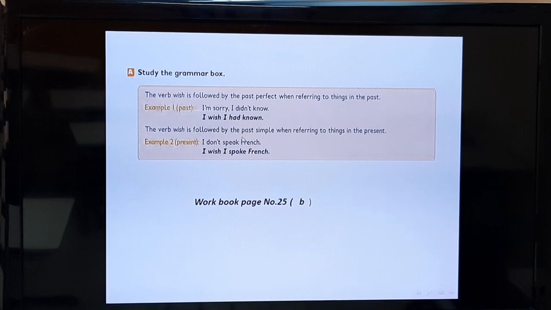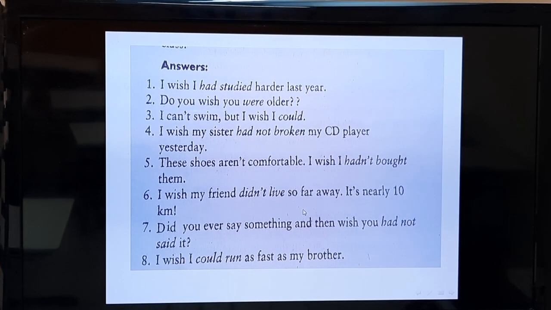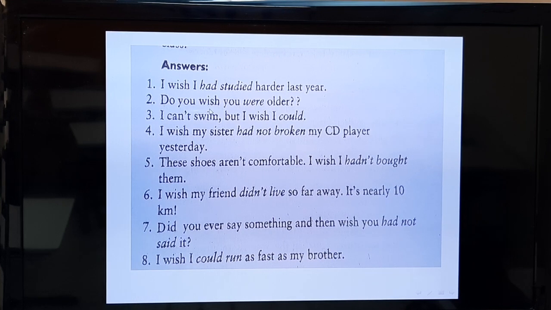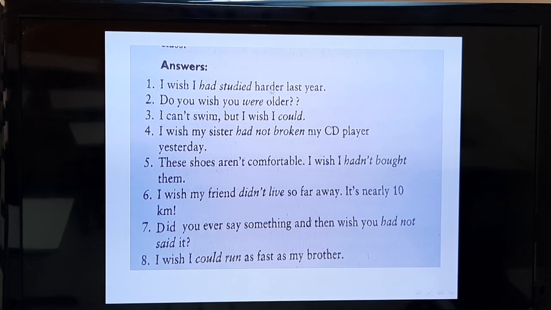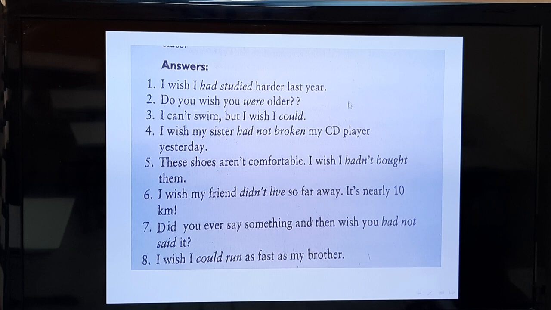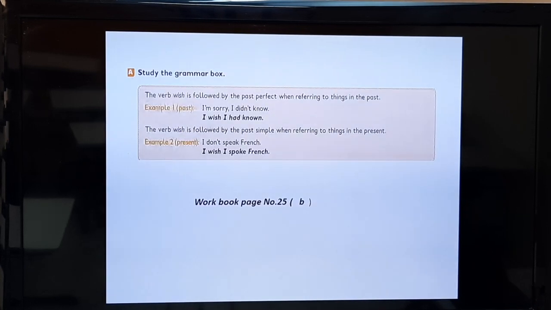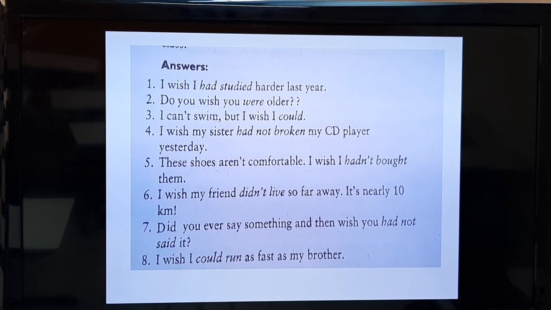The verb wish is followed by the past simple when referring to things in the present. For example, I don't speak French. I wish I spoke French. Workbook page number 24, exercise B. Okay? These are the answers. I wish I had studied harder last year. Be careful with this exercise. You can find it in your workbook, page number 25. Okay? This is with this grammar rule.